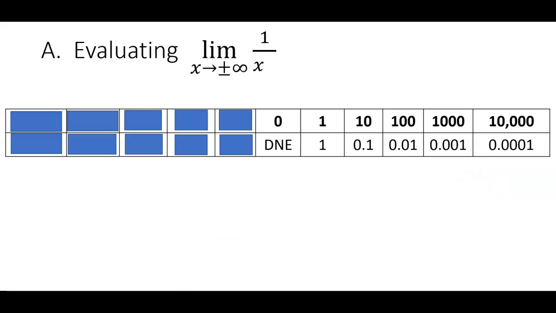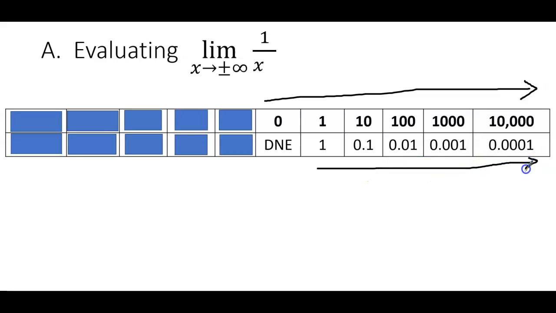So that's what we seem to be having here. As x is getting bigger and bigger and bigger, in other words, as x approaches infinity, what does the y value seem to be approaching? It seems to be approaching 0, doesn't it? It's getting smaller and smaller and closer to 0 the bigger that x gets.